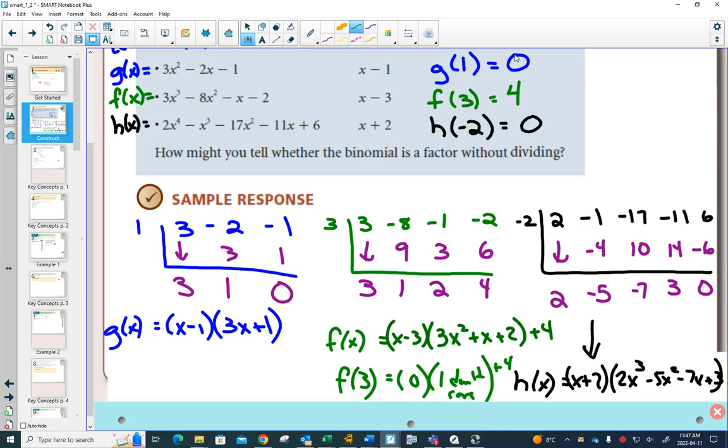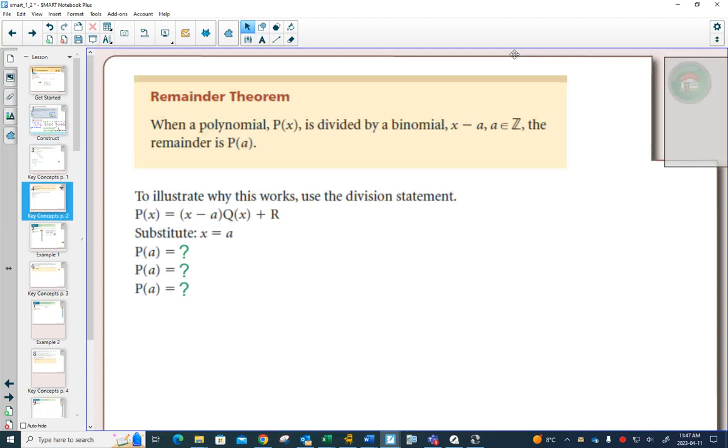Notice that works for this one. When I plug in minus 2, this whole thing's 0. And since the remainder is already 0, it works out nicely. This is called the remainder theorem. It's at the bottom of the next page. Let's scroll to it.